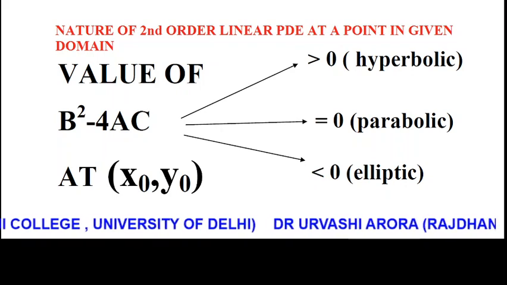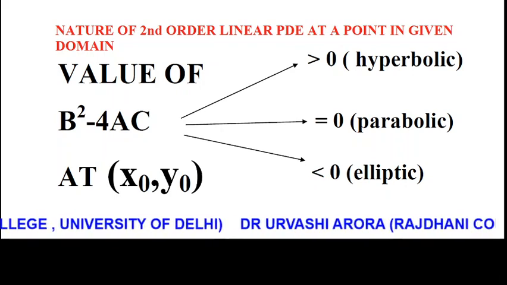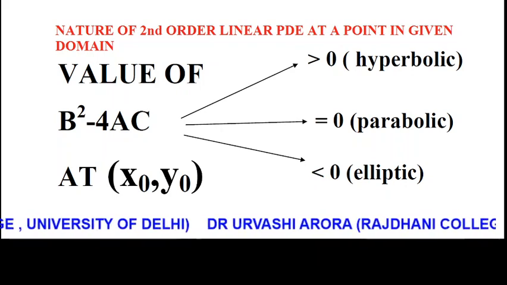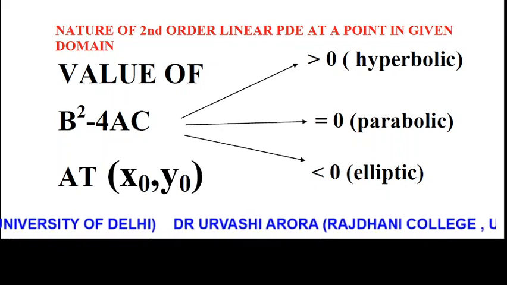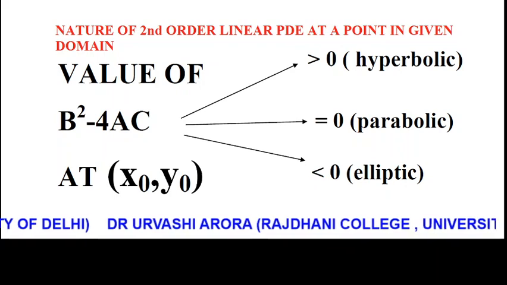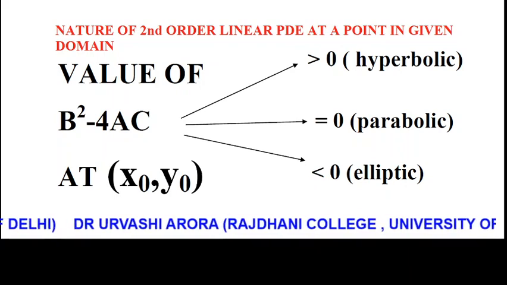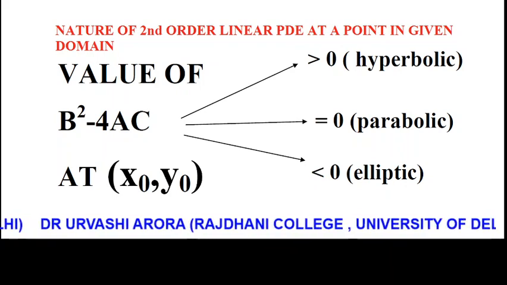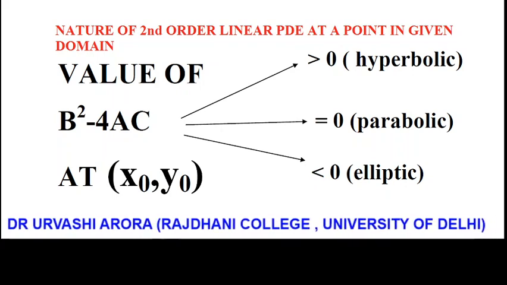What we do is we find the value of b square minus 4ac at this point x0, y0, which means that in this expression b square minus 4ac, wherever x and y are coming, you have to replace x by x0 and y by y0 and find the value of the expression b square minus 4ac.